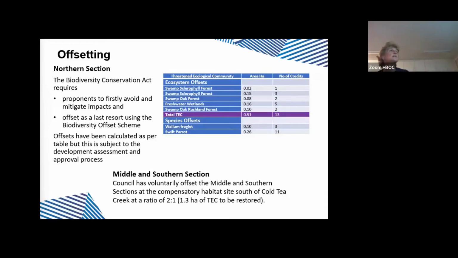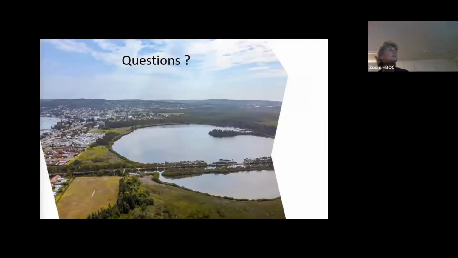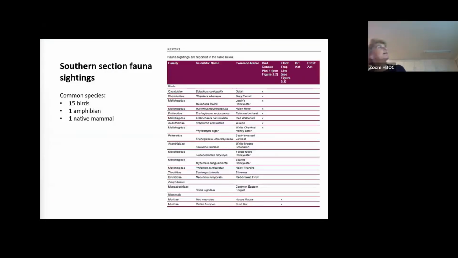The middle section and the southern section, the offset that council's doing to rehabilitate the 1.3 hectares off Coal-T Creek is entirely voluntary, and council's just doing that because they're good citizens and they like to set an example. So that's pretty much all I have, unless you want to see lots of species lists.